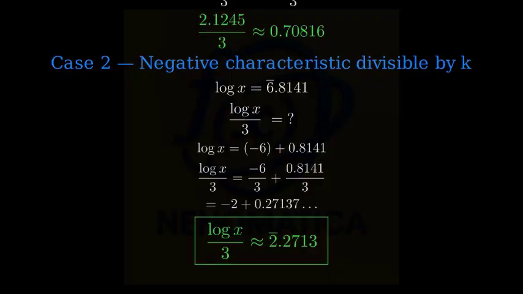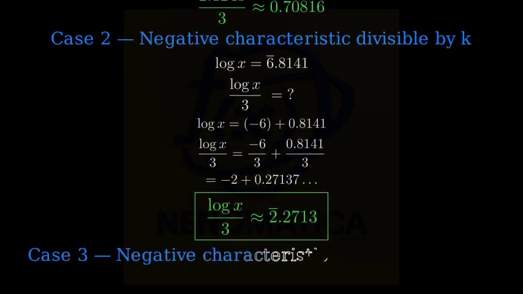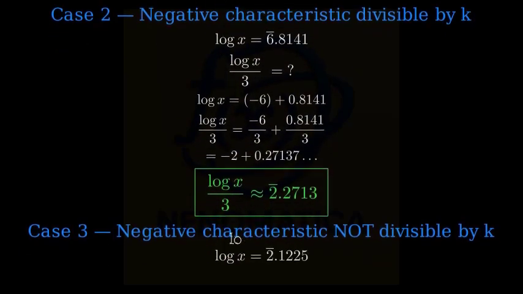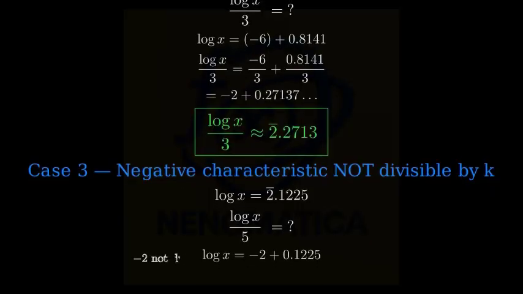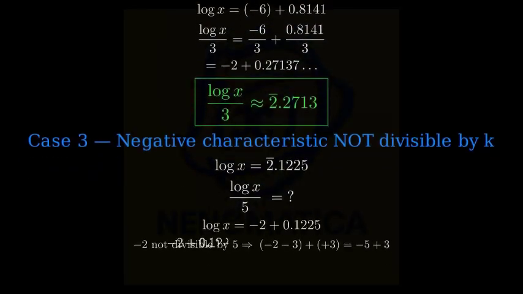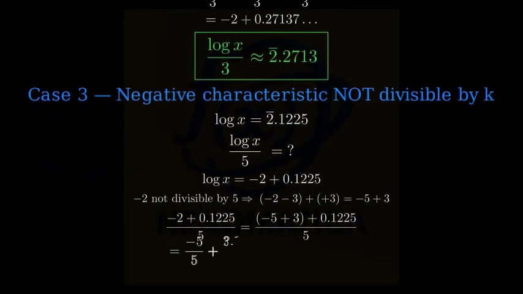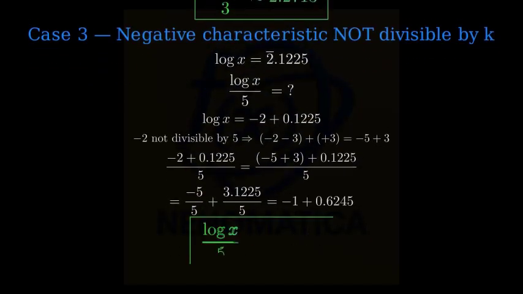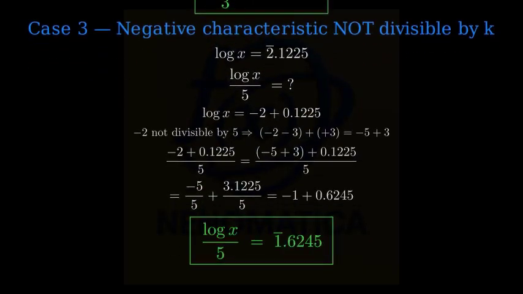Divide by 3. We divide the characteristic negative 6 by 3 to get negative 2, with a positive mantissa 2713 over 3 decimals rounded in tables. Case 3. Negative characteristic, not divisible by the positive divisor. Example, log x equals bar 2.1225. Divide by 5. The trick is to adjust the characteristic by adding and subtracting the smallest amount needed to make it divisible by 5, while keeping the mantissa positive.